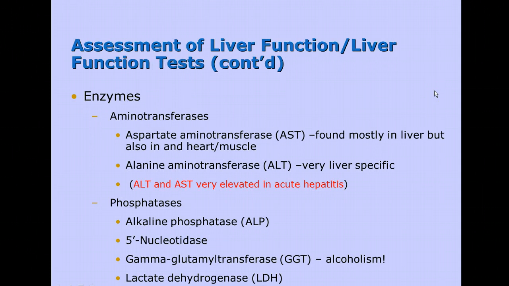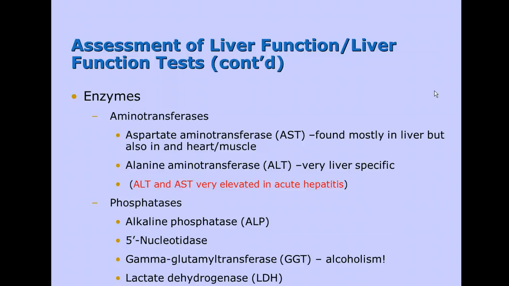Okay, let's move on to some of the enzymes that we use to test for liver function. Some of these you're going to recognize from our enzyme chapter from Chemistry 1, but we're going to review these again. The first set of enzymes are our aminotransferases. Aspartate aminotransferase is found in the liver, but is also found in the heart and the muscle.